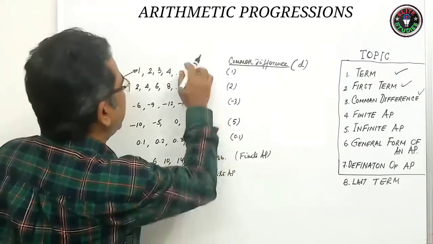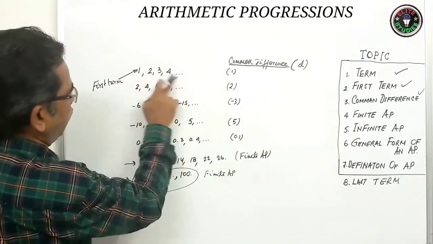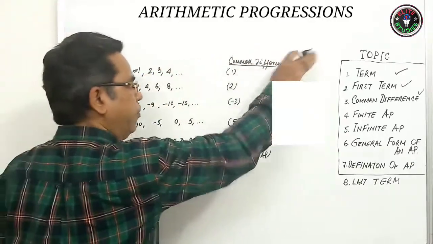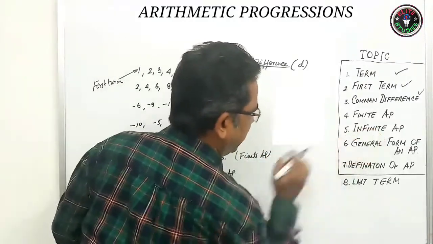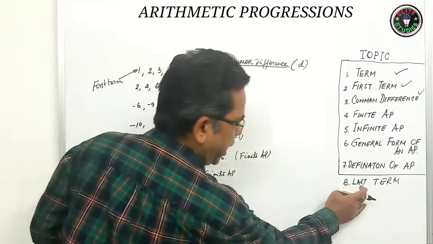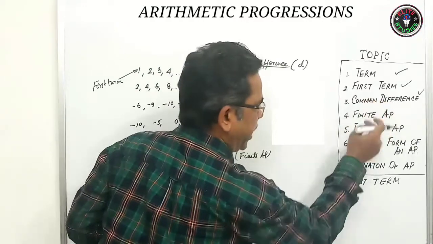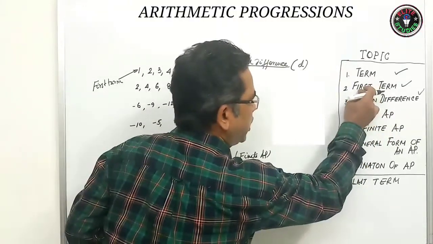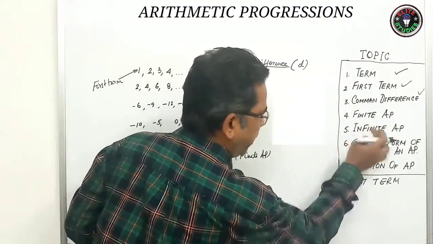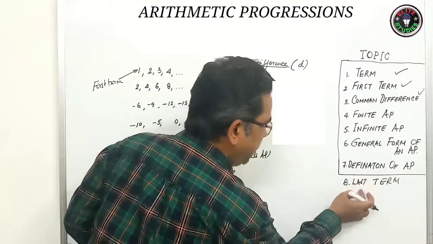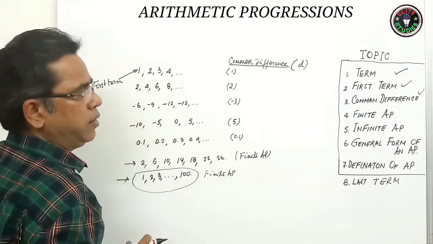But in the case of an infinite AP, there is nothing called a last term, because here the number of terms is not fixed, it is never ending. So in an infinite AP, there is no such thing as a last term. But the first term is there. Whether the AP is finite or infinite, you will have the first term and the common difference. The difference is that in an infinite AP there will be no last term, but you will get it in a finite AP. I hope I have made my point clear.